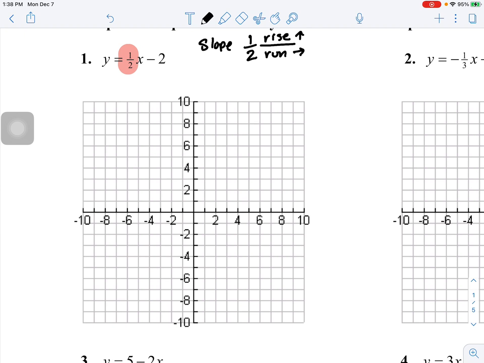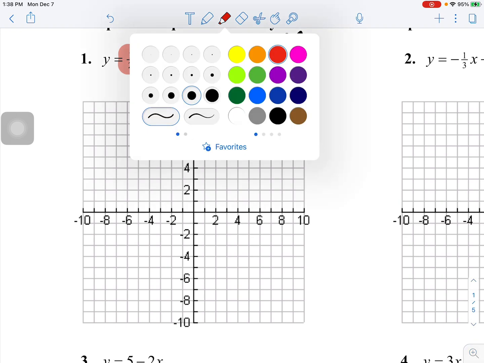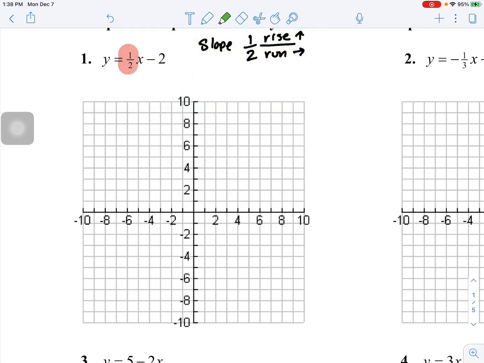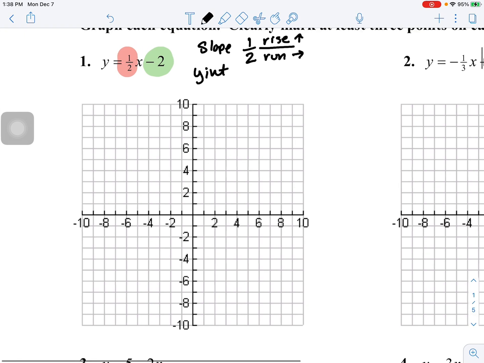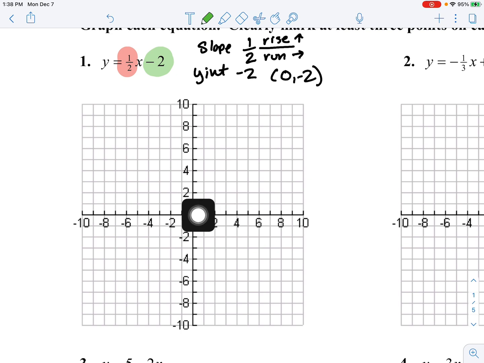So that's how I graph my slope, but I first need to figure out where I start. The plain number here is minus 2, which means that my y-intercept is negative 2, which is the point 0, negative 2. So I'm going to go to my graph, and I'm going to find negative 2 on the y-axis. This is my y-axis. And so negative 2 is right here. Your y-intercept is always on the y-axis. That's why it's called the y-intercept. So at 0, negative 2 is my first point.